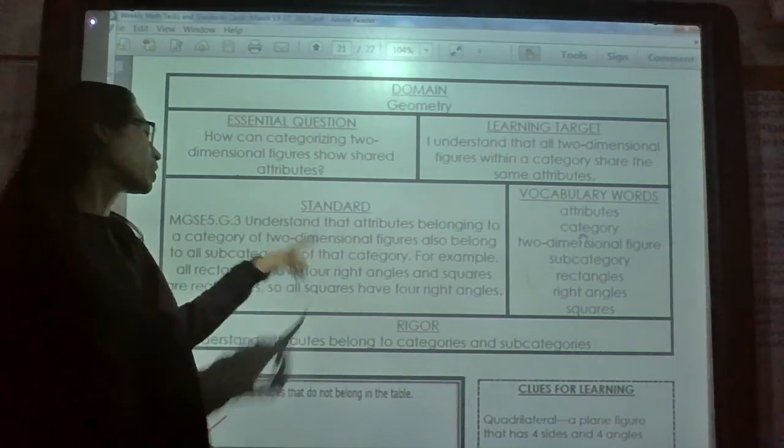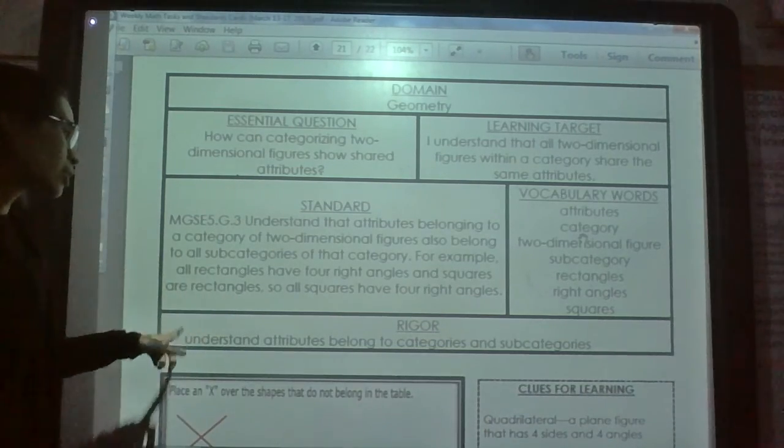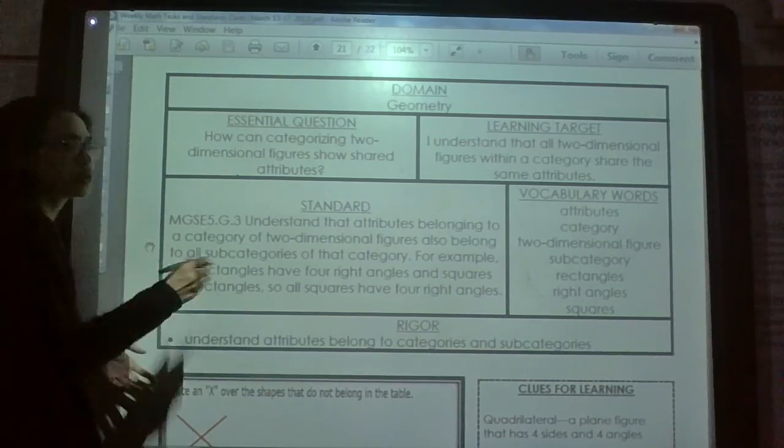Understand that attributes belonging to a category of two-dimensional figures also belong to all subcategories of that category. What? All right, for example, all rectangles have 4 right angles and squares are rectangles, so all squares have 4 right angles. Oh my. All right, and we'll talk about that more.